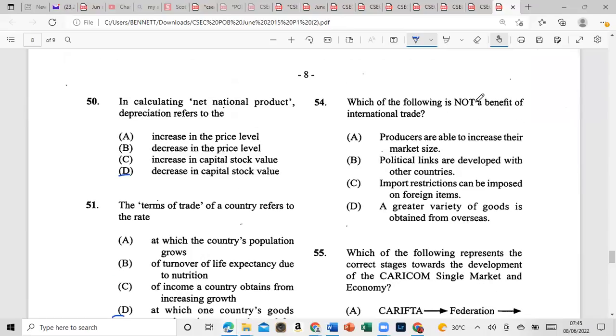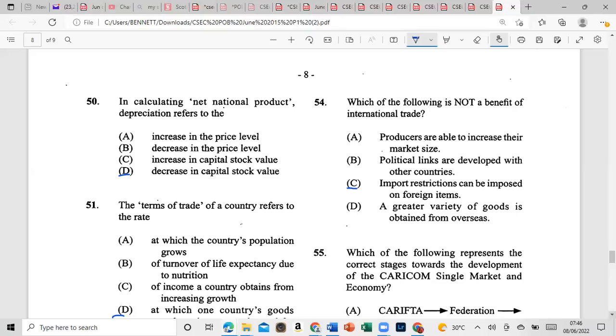Let's move on to 54. Which of the following is not a benefit of international trade? So it says not a benefit. A, producers are able to increase their market size. B, political links are developed with other countries. C, import restrictions can be imposed on foreign items. And D says a greater variety of goods is obtained from overseas. So which of the following is not a benefit of international trade? And that would be the restrictions. Import restrictions can be imposed on foreign items.